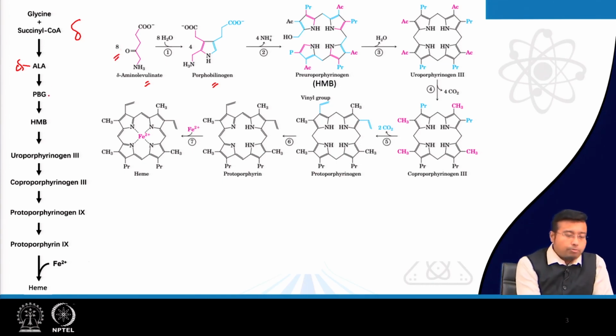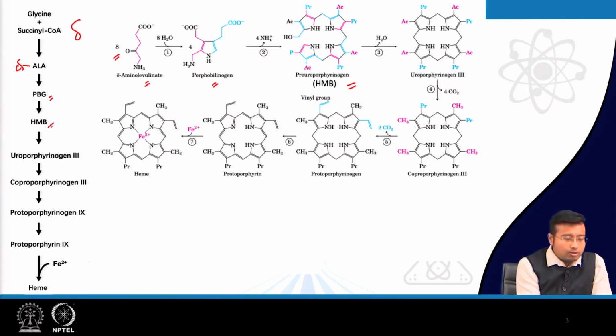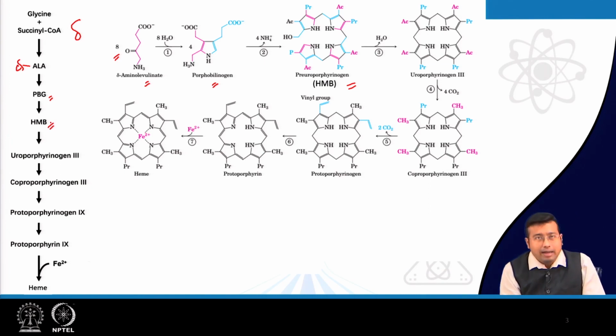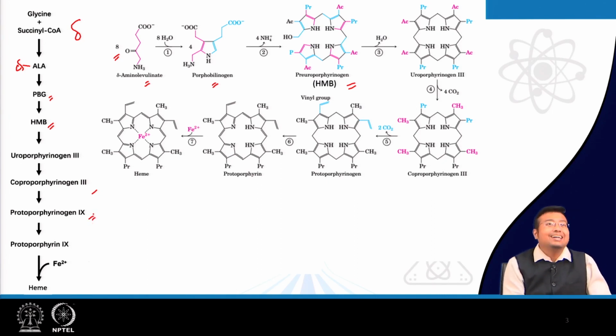So, first it forms a porphobilinogen which forms a linear tetrapyrrole, this is not yet circular, I mean the ring is not closed, which is also known as hydroxymethylbilane, alright. Thereafter it transforms into uroporphyrinogen 3, which again transforms into coproporphyrinogen 3, then it converts to protoporphyrinogen 9, then it converts to protoporphyrin 9 and finally with the help of iron it converts to heme, alright.